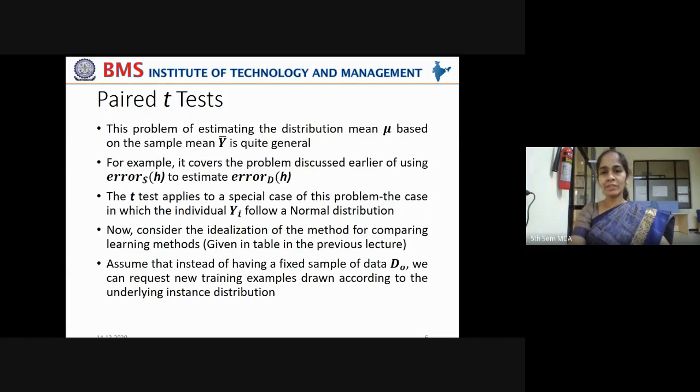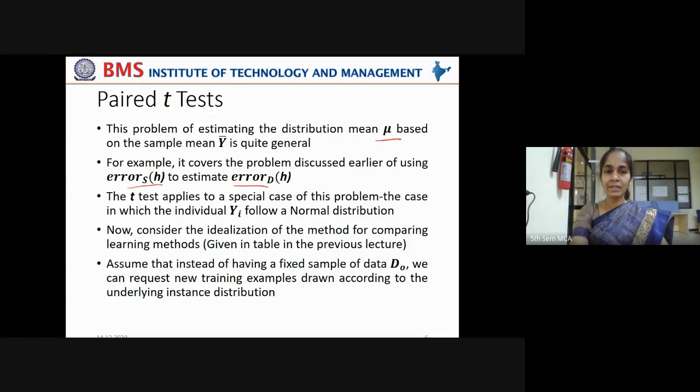Now, this problem of estimating the distribution mean mu based on the sample mean y bar is general. For example, it covers the problem discussed earlier of using sample error to estimate true error. Do you remember in our previous sessions, when we have the sample error estimate, using that we try to find out into which confidence interval the true error may fall? We have calculated that.